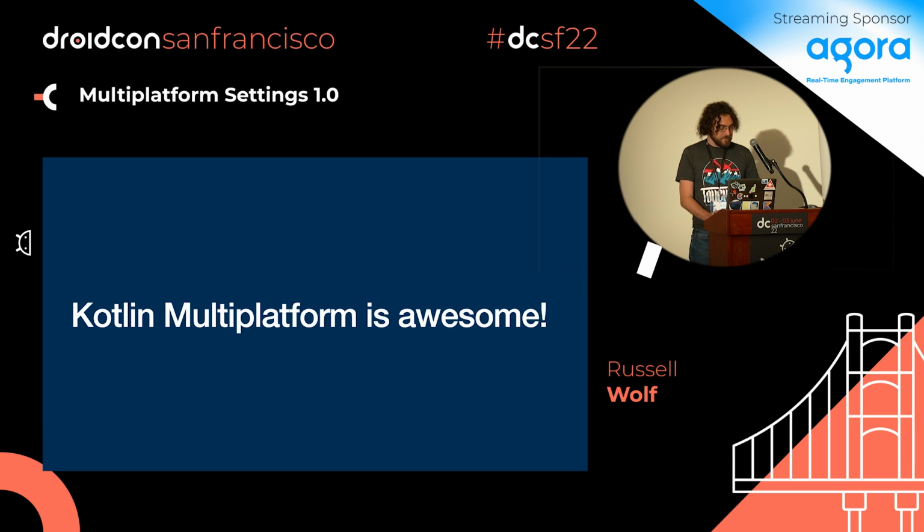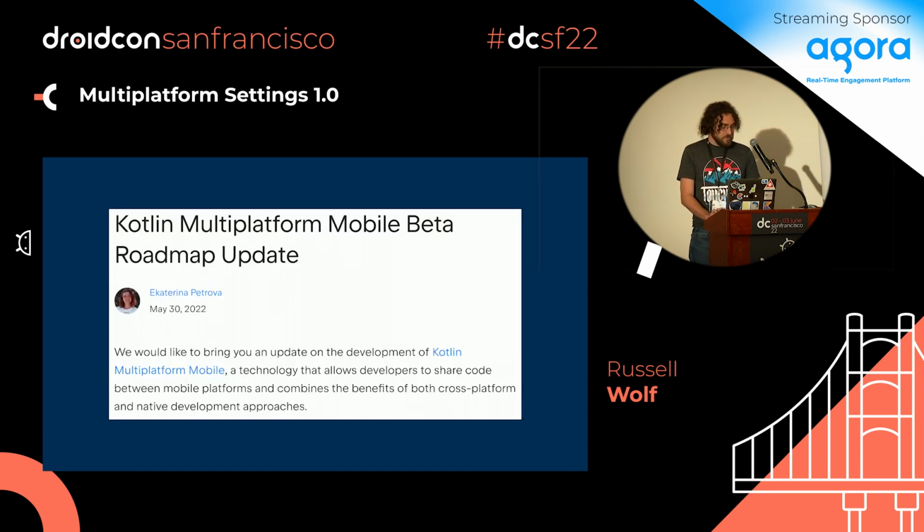JetBrains has been putting a lot of investment into improving it. Kotlin Multiplatform Mobile is not in beta yet, but it will be soon. The ecosystem is really coalescing, and it's a nice time to jump into it. Oh yeah, that was the point I was making on that last slide. The KMM beta is not going to happen right away, but it's happening soon.